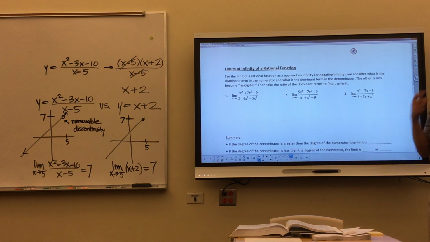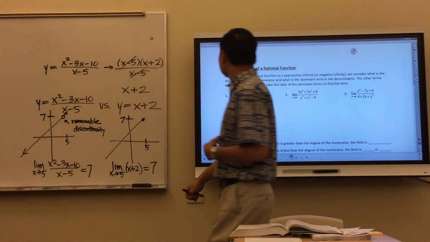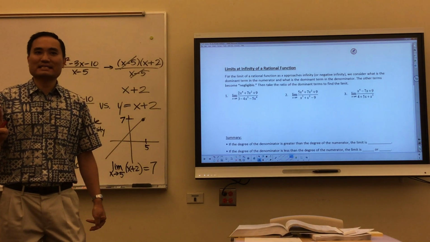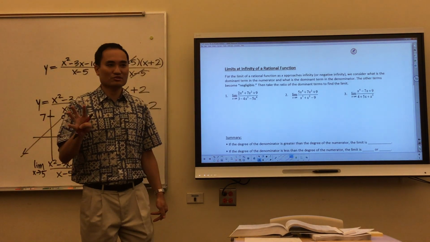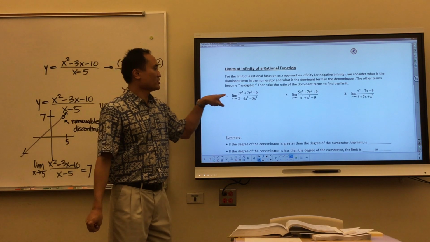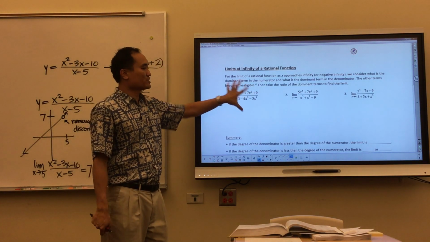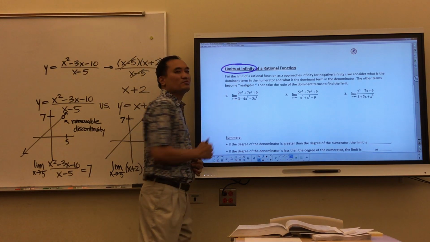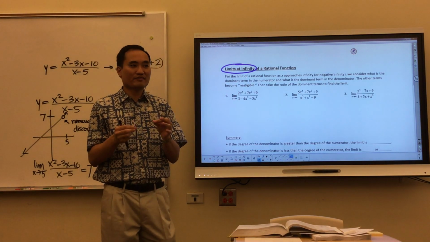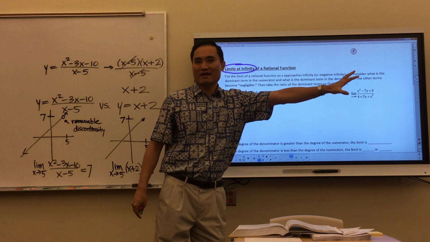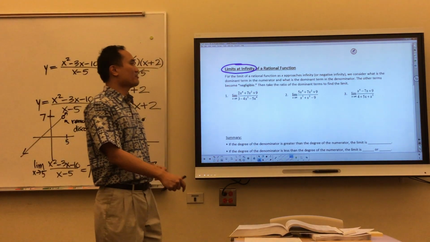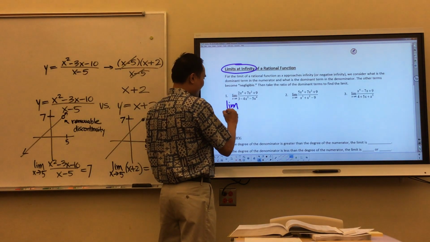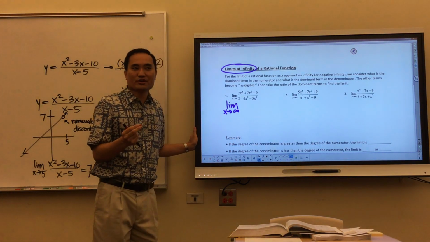Alright, we're going to jump ahead to the page that says limits at infinity of a rational function. Now the bell's going to ring in 30 seconds, and we have one more minute. Alright, so here's a rational function, and we worked with this in PreCalculus Honors last year. These types of limits at infinity mean we want x to approach infinity. So we're looking at the far right end of the graph, or the far left end of the graph when x approaches negative infinity.